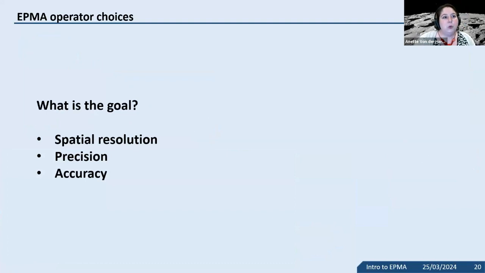Okay, so when we do electron microprobe, important goals are usually spatial resolution, precision and accuracy of our data. And what factors into there are certain choices. Some of them you're a little bit locked in, like the choice of EPMA instrument. That's to an extent what you have access to, but still understanding a little bit what the differences between the different instruments can do for you.